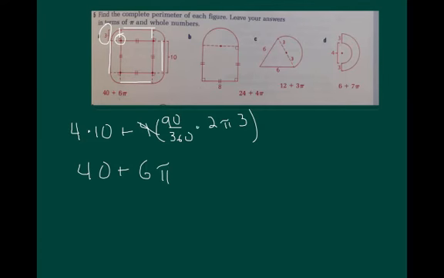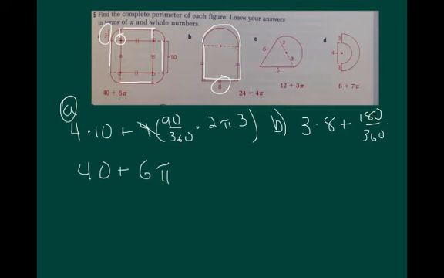Okay, let's take a look at B then. We have 3 sides that are all 8, so that's 3 times 8, plus now we have to find this curved portion, which of course is a half a circle that has a diameter of 8. So that's going to be 180 over 360 times 8 pi. And when you simplify that, you get B is equal to 24 plus 4 pi.